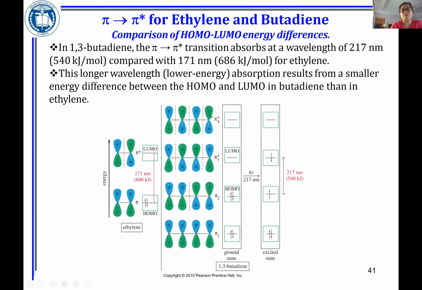Pay attention to these phases, and whether the overlap is constructive or destructive. Every time it is the same sign, it is constructive: constructive, constructive, constructive. This is destructive, destructive, and destructive. That's why you get the highest energy as a result of this overlap, and the lowest energy as a result of all constructive.